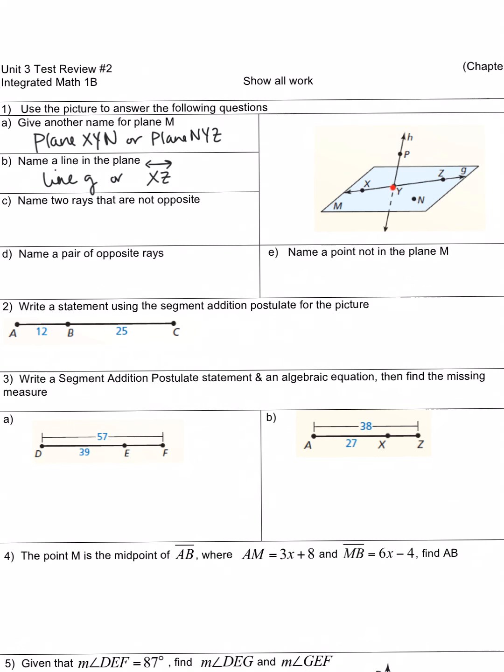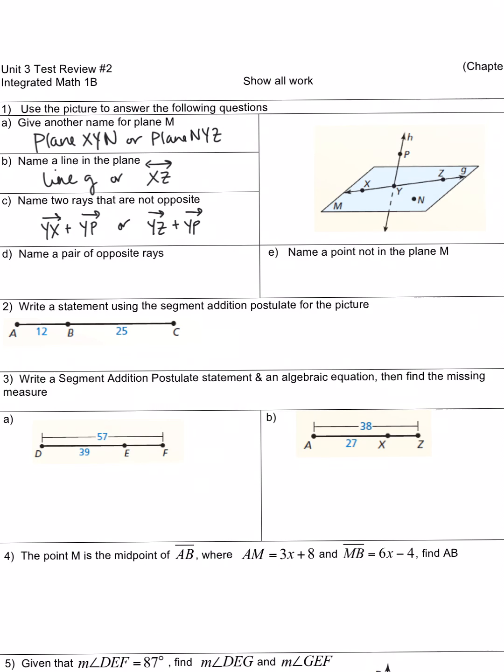Remember, opposite rays share an initial point and extend forever in either direction, making a straight line. So 2 rays that are not opposite rays would be, I don't know, YX and YP. Or YZ and YP. That works also. Name a pair of opposite rays.